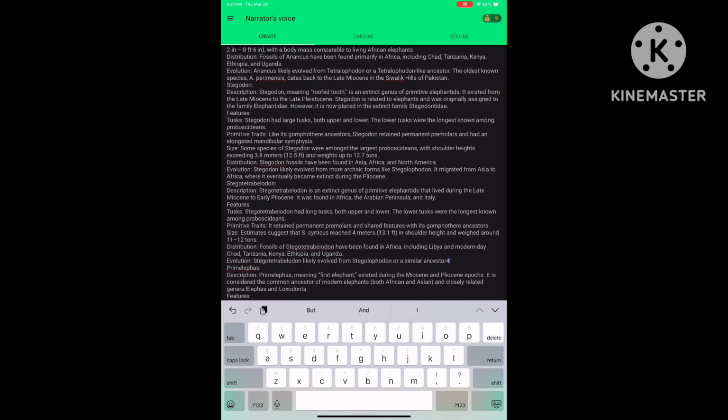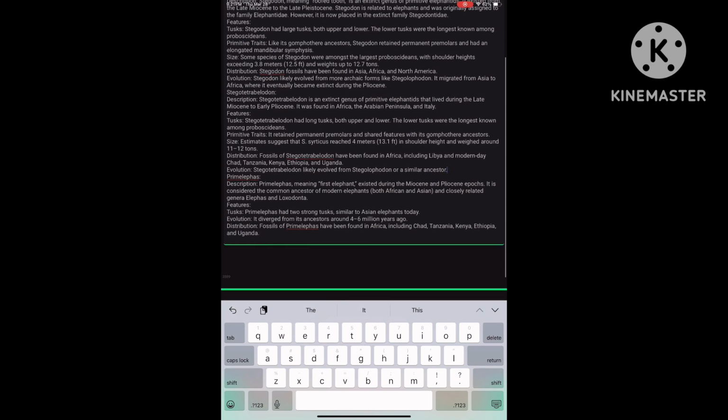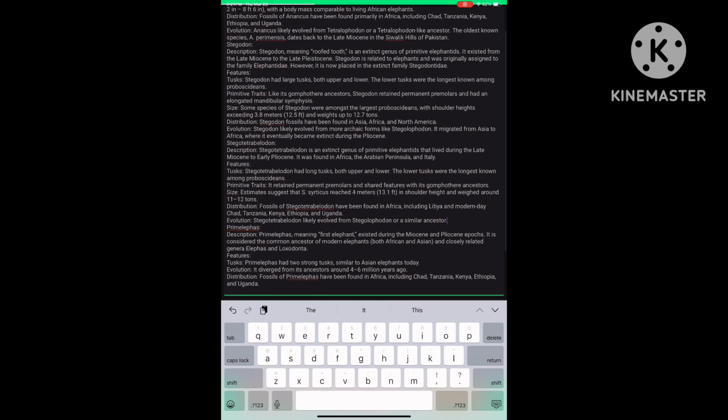Evolution. Stegotrobloton likely evolved from Stegolepodon or a similar ancestor. Primelephas. Description. Primelephas, meaning first elephant, existed during the Miocene and Pliocene epochs. It is considered the common ancestor of modern elephants, both African and Asian, and closely related genera Lepus and Loxodonta.